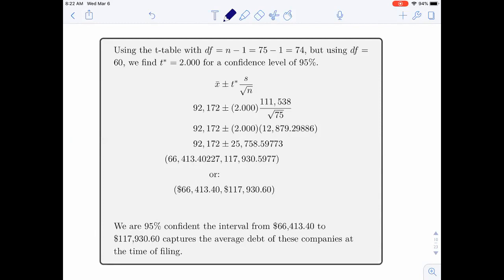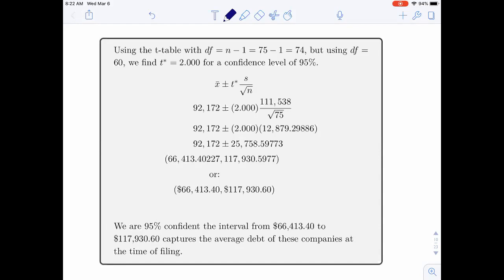But in the beginning, you're just telling me how you found your T star. So using the T table with n-1 degrees of freedom, we have a sample size of 75, so we have 74 degrees of freedom. When we go to our table, my options are 60 or 80. Of course, I have to round down to 60 degrees of freedom. And if I'm doing that, I'm going to make a note of it. So, using 60 degrees of freedom.